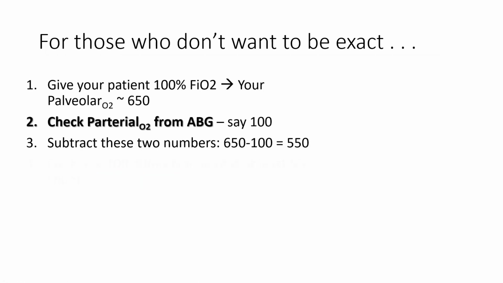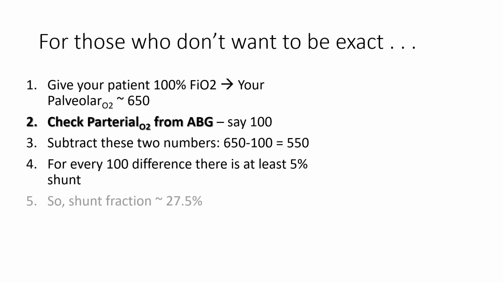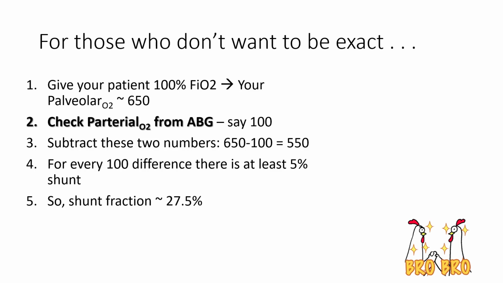So how do you approach this? Well, start your patient on 100% FiO2. Your P alveolar O2 should be around 650. You check the arterial PaO2 from the ABG, say in our case it was 100, and you subtract these two numbers. 650 minus 100 gives you 550, and for every 100 difference there is at least 5% shunt. So the shunt fraction is at least 27.5%.